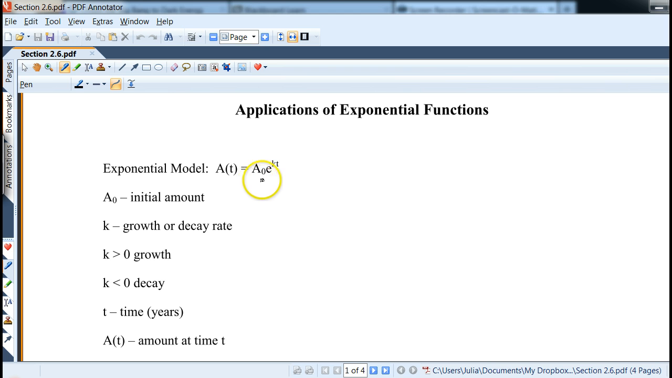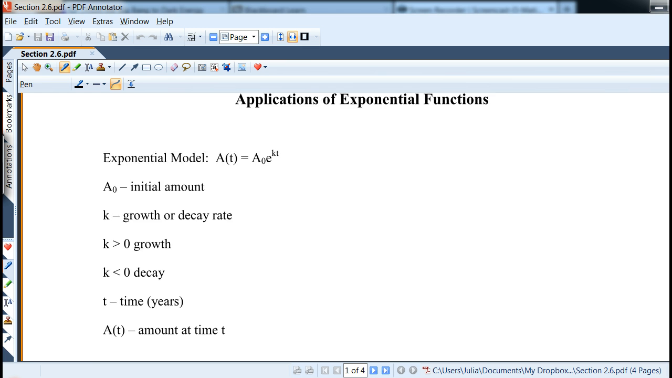The idea is if you have growth or decay, you have the amount, whether it's money or population and so on, equals A0, which we'll call the initial amount, times e. This is the e, the base that we came across in previous sections, 2.718 and so on. It keeps on going, to the power of kt. And whether k is positive or negative determines if we have growth or decay in our hands. And t is the time. Sometimes it's in years, sometimes it could be different. And A of t is the amount at time t.